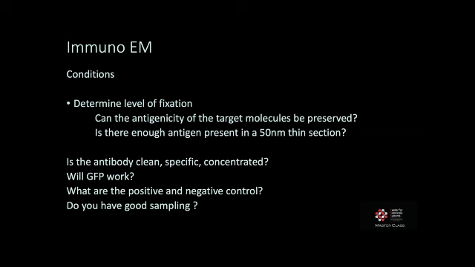Lastly, do you have good sampling? Again, if you're doing transfected cells, you want to make sure that you've got 75 to 85% of the cells expressing that transfection.